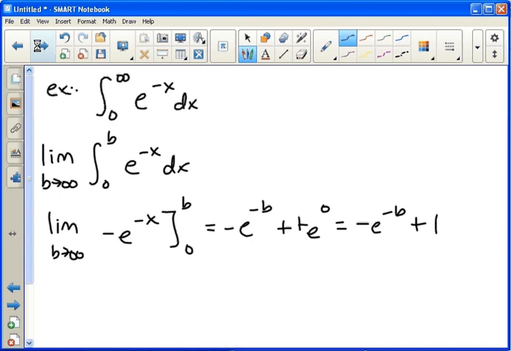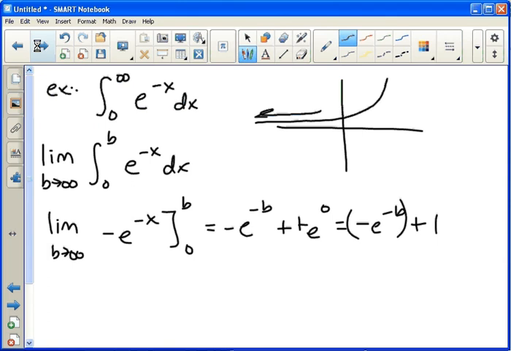Now, it's a good idea if you can do these without a calculator as much as possible. If you plug infinity into the e right now, you get e to the negative infinity. And if you think about what e to the x does, as you go this way out to negative infinity, it just approaches 0. So this piece is approaching 0, and this piece is obviously just 1, so our answer is 1.